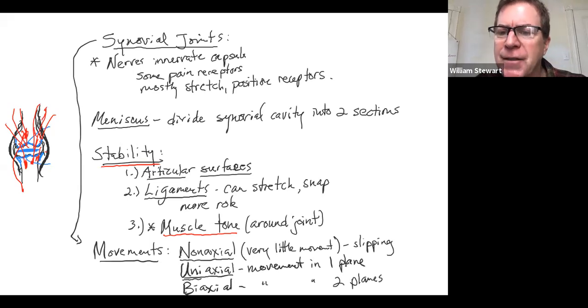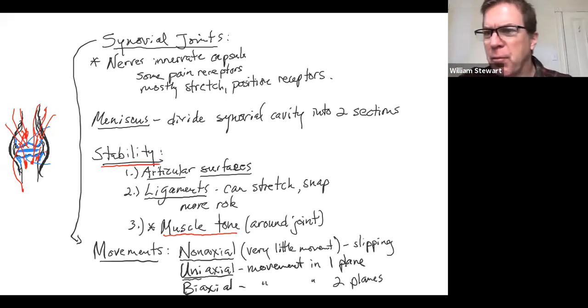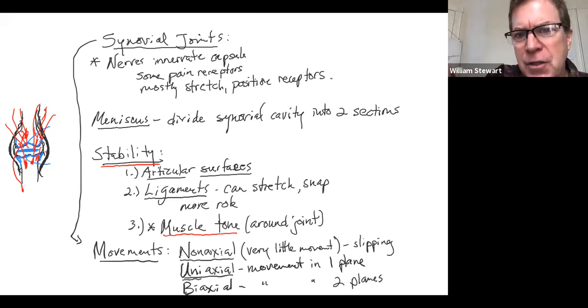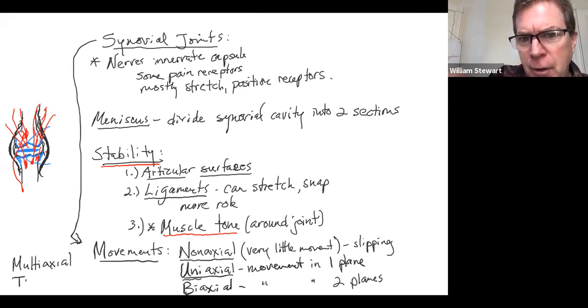And triaxial or multi-axial are synonymous with each other in this context. I believe your book uses the term multi-axial. When I was a student, we were taught triaxial. They mean the same thing. So if I say triaxial and your book says multi-axial, they mean the same thing. That just means there is movement in a synovial joint in all 3 planes of space.